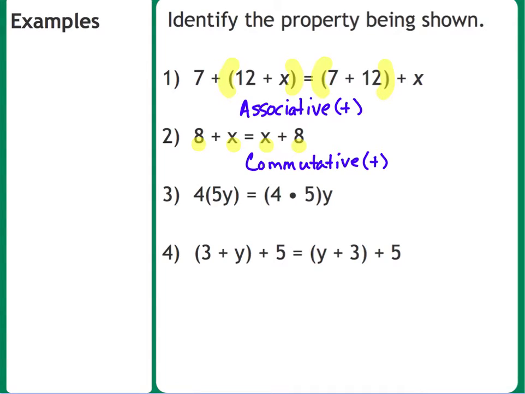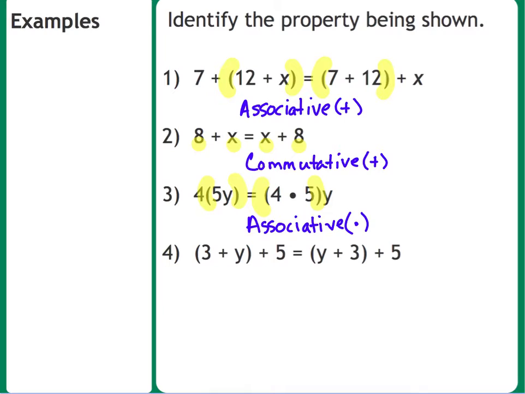The third example, we again are changing the parentheses. We're changing the grouping. In the first expression, we have 5 and y in the parentheses. In the second expression, we have 4 and 5 in the parentheses. So we're changing the association. We're changing the grouping. So what tells us we could do that is the associative property of multiplication.